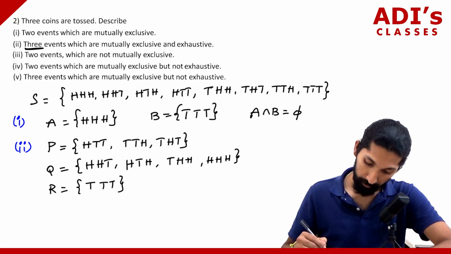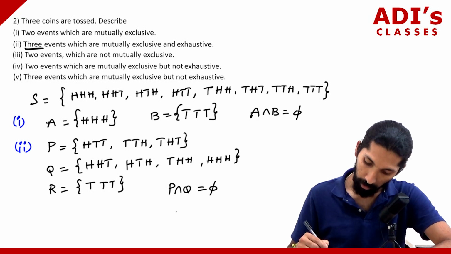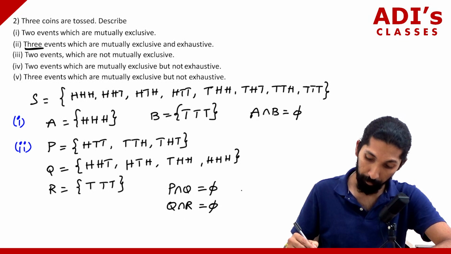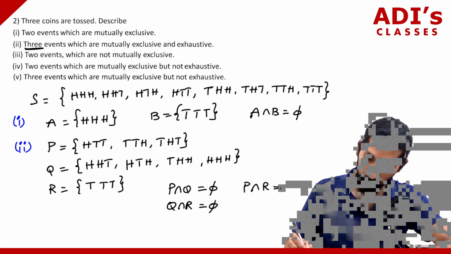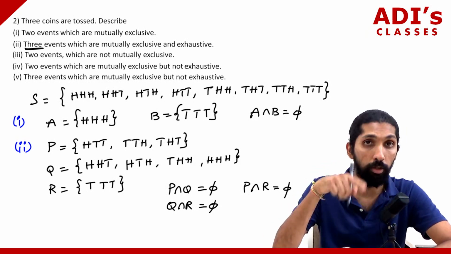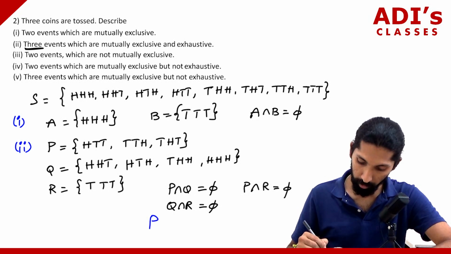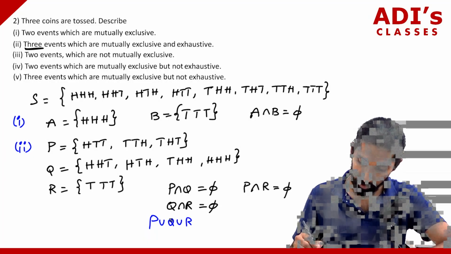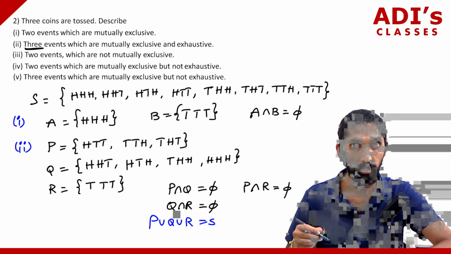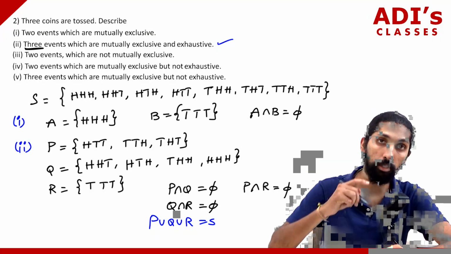So what we can write? P intersection Q is a null set. Q intersection R is also null set. And same thing, P intersection R is also null set. So all 3 are mutually exclusive, but P union Q union R is equal to S, correct? So P union Q union R is equal to S. So they are exhaustive events too. Fine. So the second one, we proved the second. Let's go to the third one now.